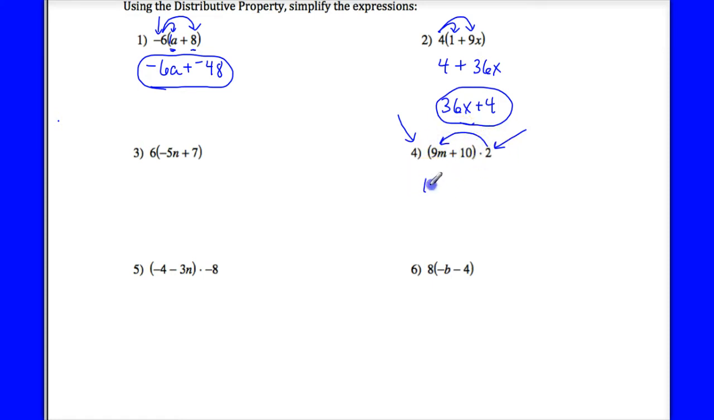9 times 2 is 18. Plus 2 times 10 is 20. So there you have it.